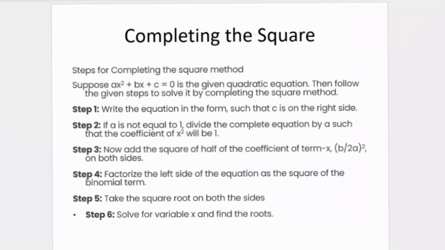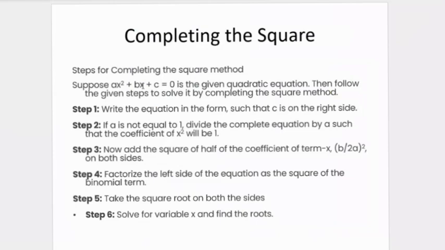Step 3, add the square of half of the coefficient of the term x on both sides. Basically what this means is that the coefficient of the term x, which is b, you divide it by 2, and then you square it, and then you add it to the left-hand side, and then you add it to the right-hand side. Doing this does not make any difference, because if you do the same thing to the left-hand side as you do to the right-hand side, then the equation basically remains the same.